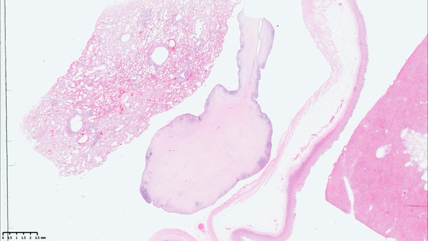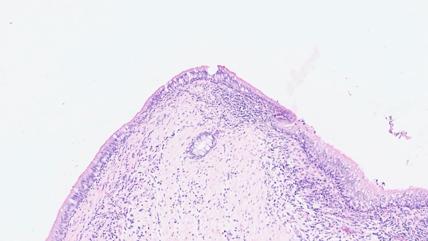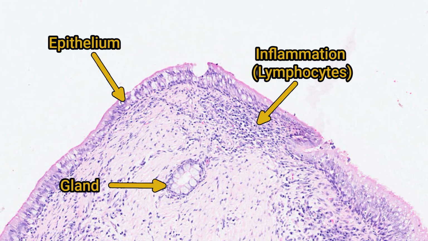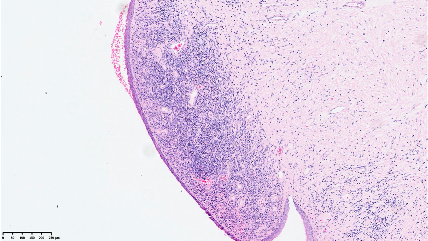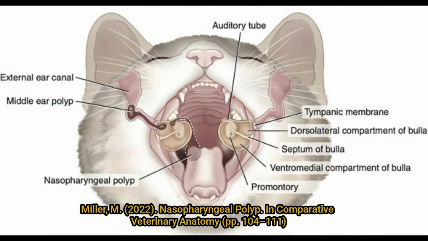But why? I think it's time to look at the mass that we removed from the nasopharynx. It doesn't look very interesting under the microscope. There's a covering of epithelial cells over a mass of fibrous connective tissue, with occasional glands and little bits of inflammation. It looks very similar to the unexplained fibrous tissue that we found in the middle ear on the other slide. This is the typical appearance of a nasopharyngeal polyp, a common inflammatory mass in cats.